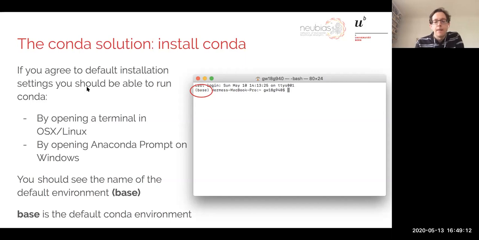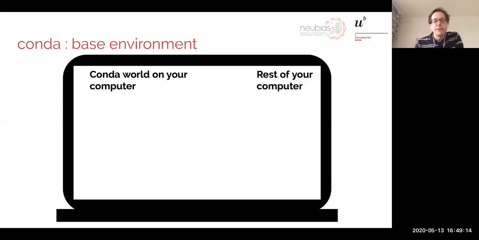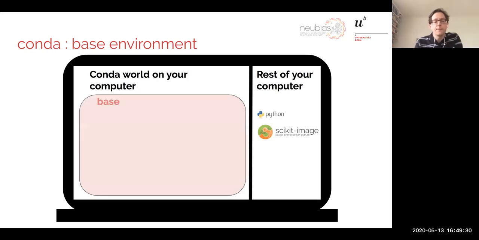Okay, so the picture is slightly different. In your computer, you have the conda world and you have the rest of your computer, and these things are completely separate. You might already have things installed in your computer, Python, scikit-image, whatever, and you can reinstall everything in the conda world. The conda world is based in the base. The base is also an environment. It's an environment that somehow contains, I don't know how to exactly explain this, but it is available every time you start the terminal, right?